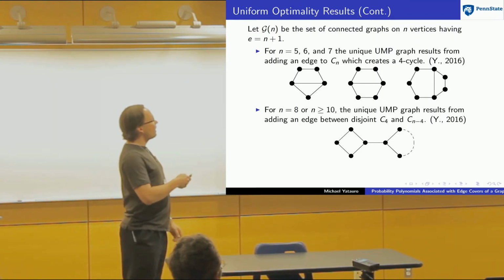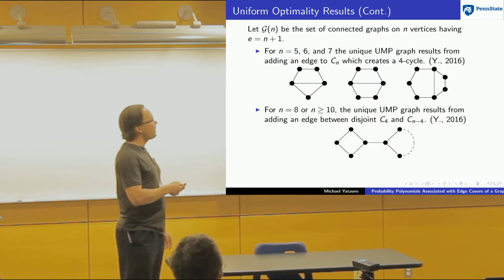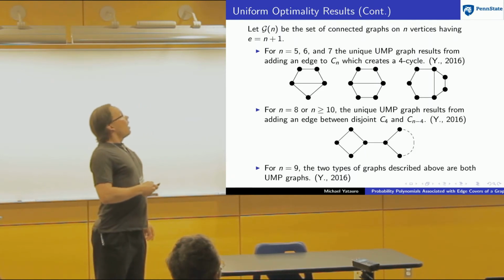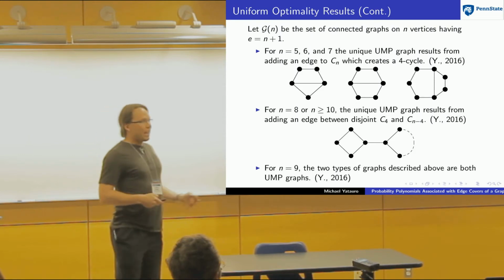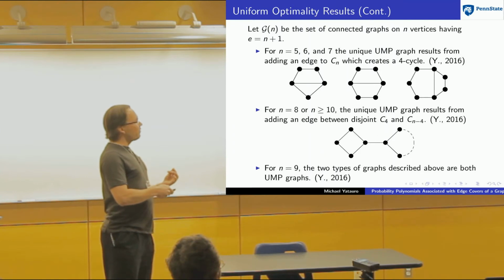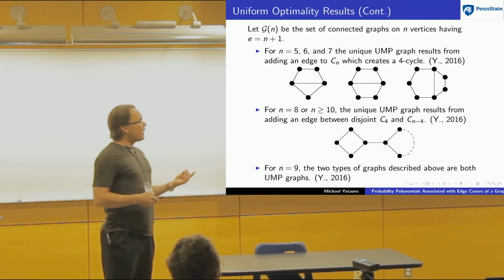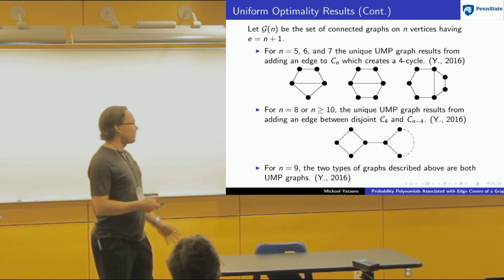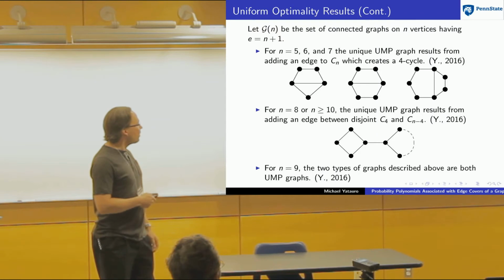Now here I haven't said anything about n equals 9, that's because these two scenarios are unique. In the n equals 9 instance, a graph of this structure and a graph of this structure actually have the same exact probability. So if you take a C4 and a C5 here, or you take a C9 up here, it actually has the same exact probability. So it's not unique in that case, because they're not the same graph. Okay?